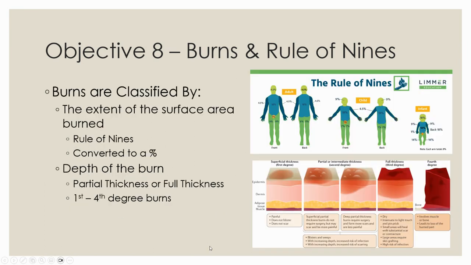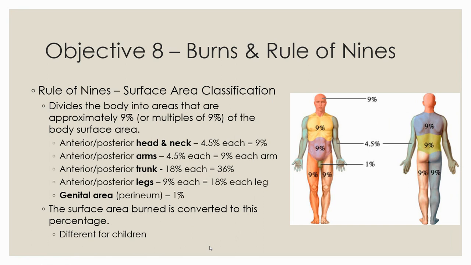Now, we classify burns in two ways. Number one, we look at the surface area of the body that has been burned, and we use the rule of nines for that. We're going to look at that here in just a moment. I also included a video at the end of the PowerPoint that discusses the rule of nines. A lot of times you may hear that they burned 18% of the body or something like that. We use the rule of nines to determine that percentage. And then we can also look at burns in terms of the depth. Are they partial thickness or full thickness? That's where you get into the different degrees of first degree through fourth degree burn.